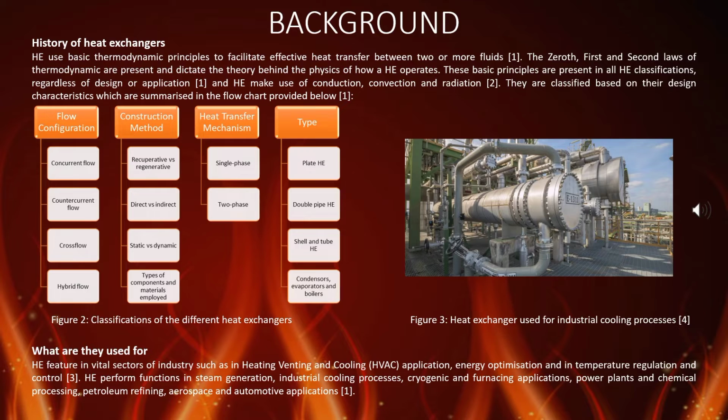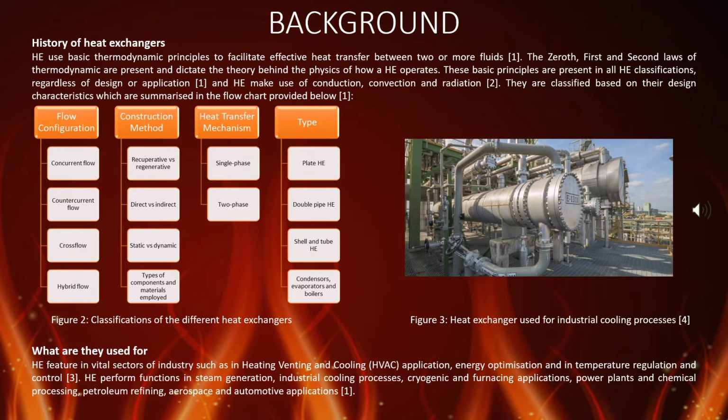These energy-optimizing devices can broadly be classified based on their design characteristics, which are summarized in the flowchart found on this slide. One can see that flow configuration, construction method, heat transfer mechanism, and type are the four design characteristics that are used in order to classify the different types of heat exchangers. For the purpose of this investigation, the flow configurations chosen were concurrent flow and countercurrent flow, and the type of heat exchanger simulated was the shell and tube heat exchanger.